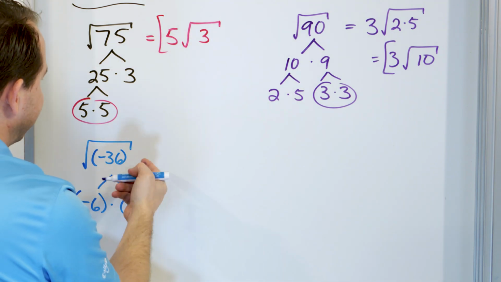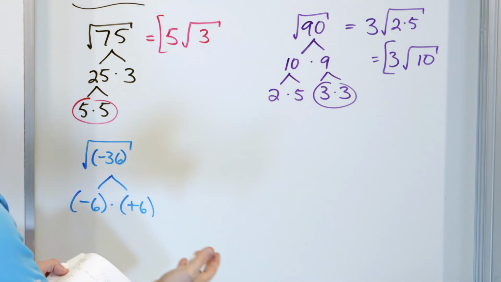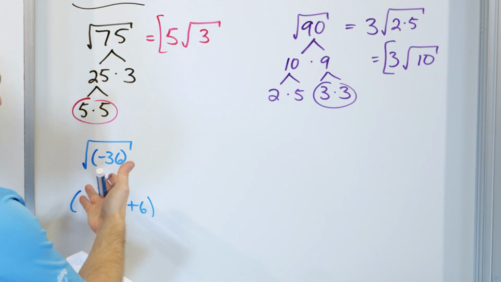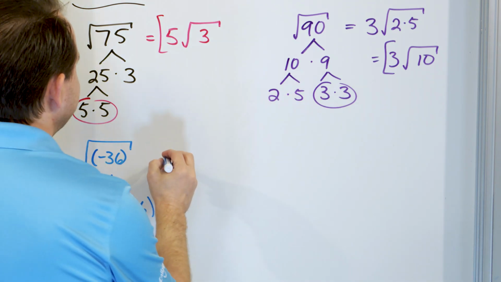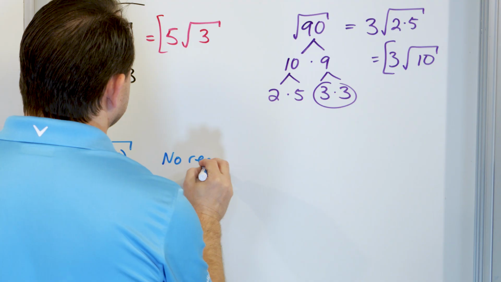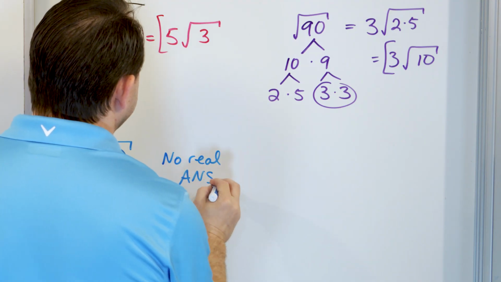So the square root of negative 36 is just what it is, the square root of negative 36. You have no real answer, which is what we said before.